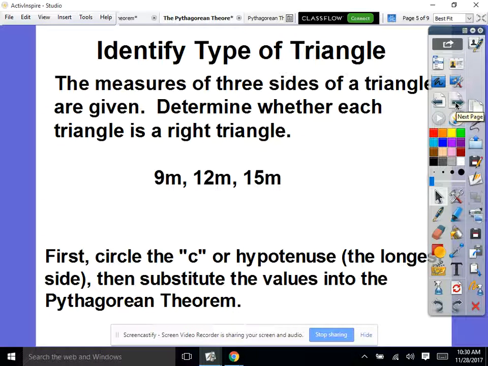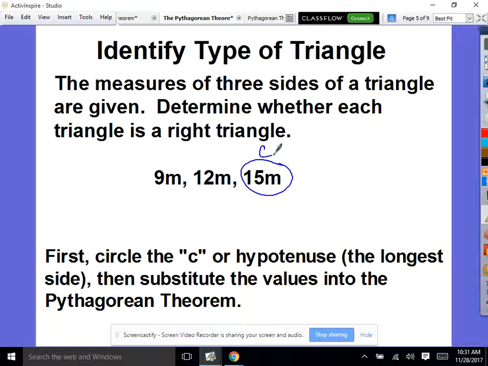The measures of 3 sides of a triangle are given. Determine whether each triangle is a right triangle. First we circle the C, or the hypotenuse, and that is always the longest side. So 9, 12, and 15 means 15 is C. Now we can use the Pythagorean theorem, a squared plus b squared equals c squared. It does not matter which one, 9 or 12, you put in for A. I normally read them in order, left to right. So 9 squared plus 12 squared equals 15 squared. The C you have to have the correct value; the A and B are interchangeable.